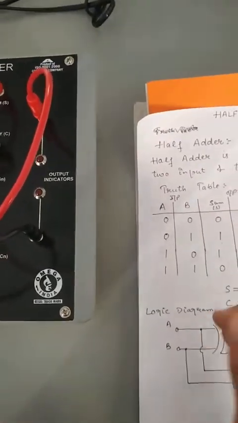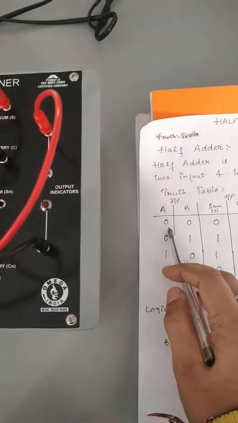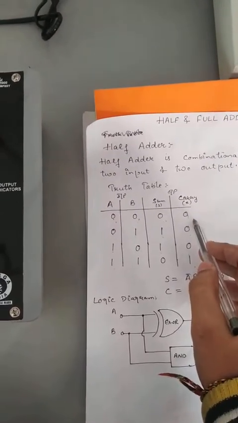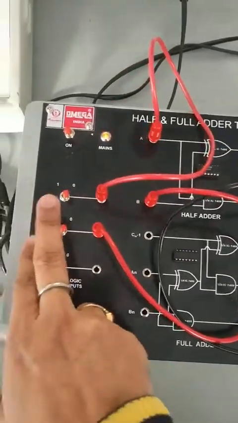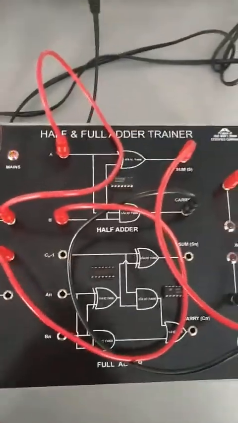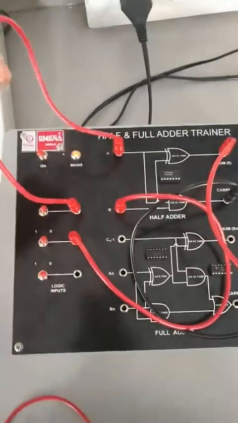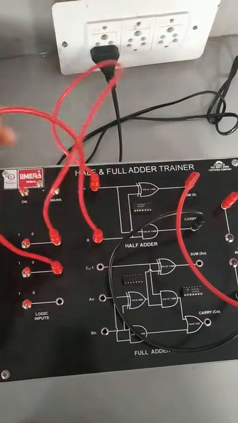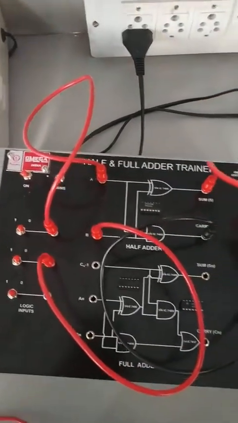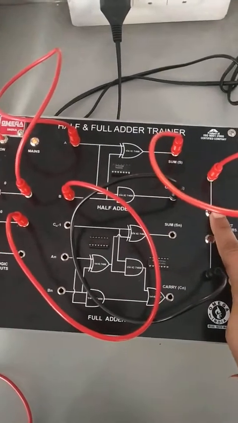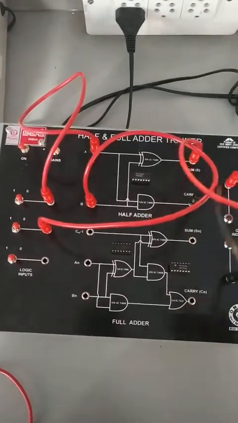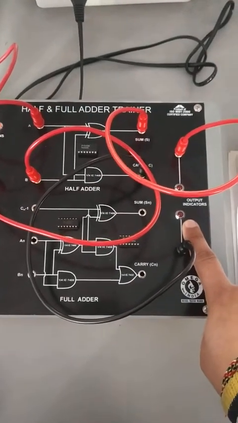First, when A is 0 and B is 0, your sum will be 0 and the carry will be 0. So I make this 0 and this 0. This is the input A and this is B. Now check the sum indicator: it is not glowing, which means it is 0. For the carry it is also not glowing, which means it is also 0.